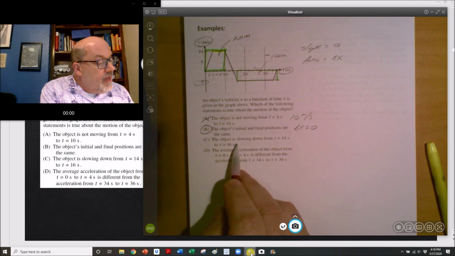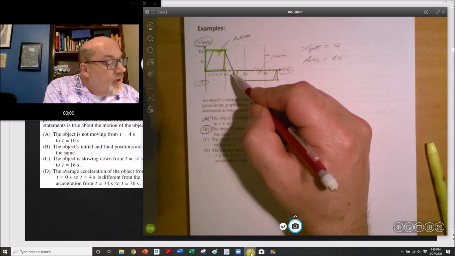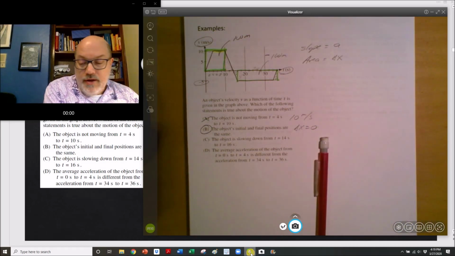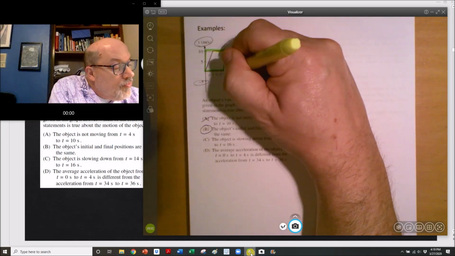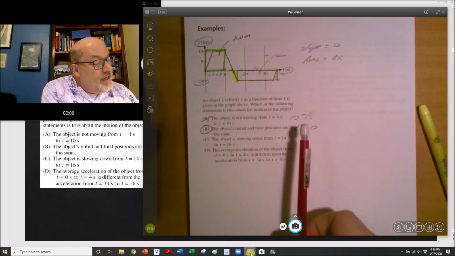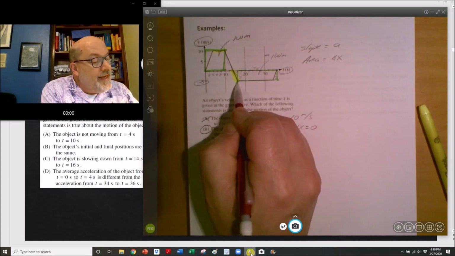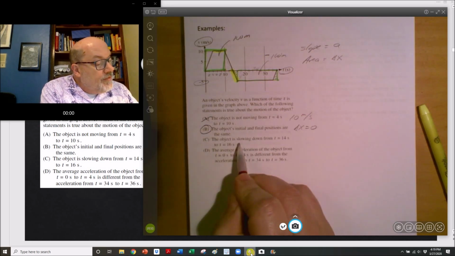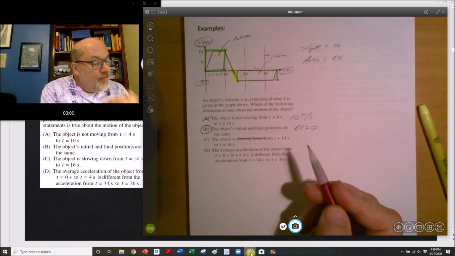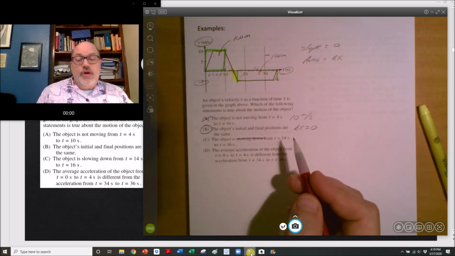Let's just take a look at this. The object is slowing down from 14 to 16 seconds. 14 to 16 is right here. Let me highlight that area. 14 to 16 is right there. Now, it is indeed getting more negative, but notice it's going from 0 to something not 0. So it is not slowing down. It is actually speeding up in the negative direction. So that's a distractor. That's a pretty common one where students get tricked.